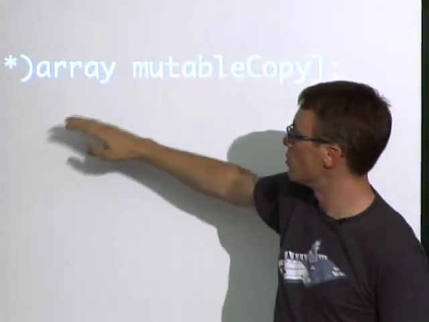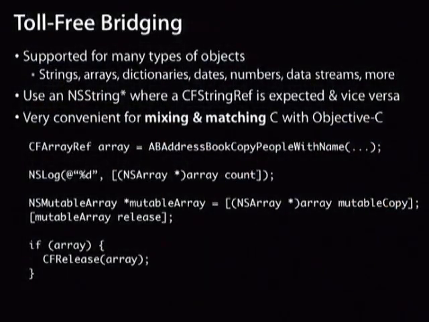Is there like a key function that does the bridging? No, there's no key function that does the bridging. The key in this slide is essentially this NSLog line or this NSMutableArray mutableCopy line, where you can see that the CFArrayRef is just being cast to an NSArray star. So those are completely interchangeable. So any function that expects a CFArrayRef can also take an NSArray cast to a CFArrayRef. Does that make sense?